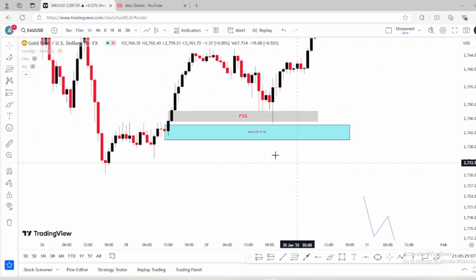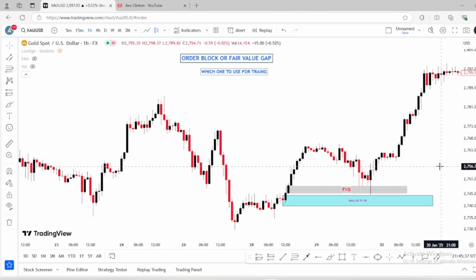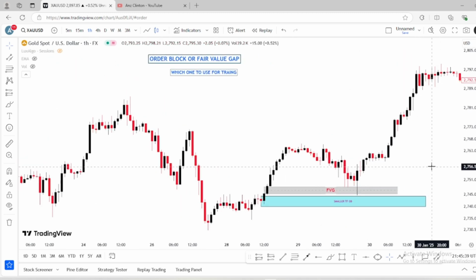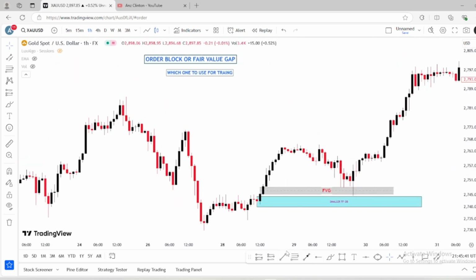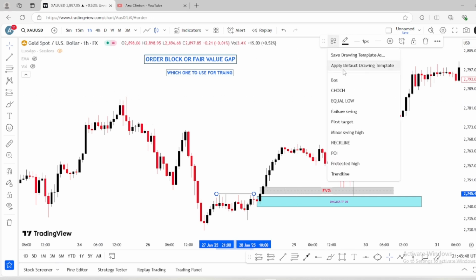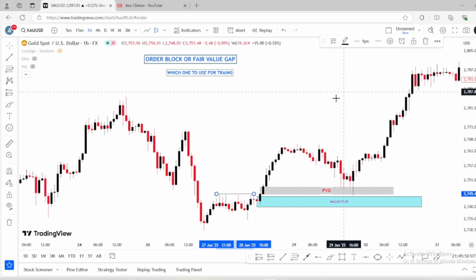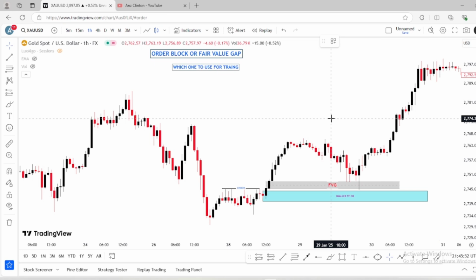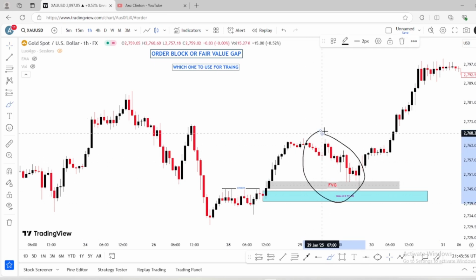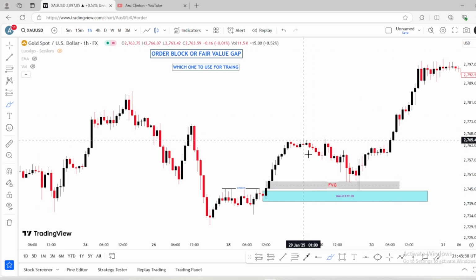For a chart example, let's look at this one. This is on gold, and you can see gold changed character around this area here. There has been a change of character around here on gold. Let's assume this area here has formed, and we are to predict where price is heading before the buy. This zone here is the order block. This one here is the fair value gap.